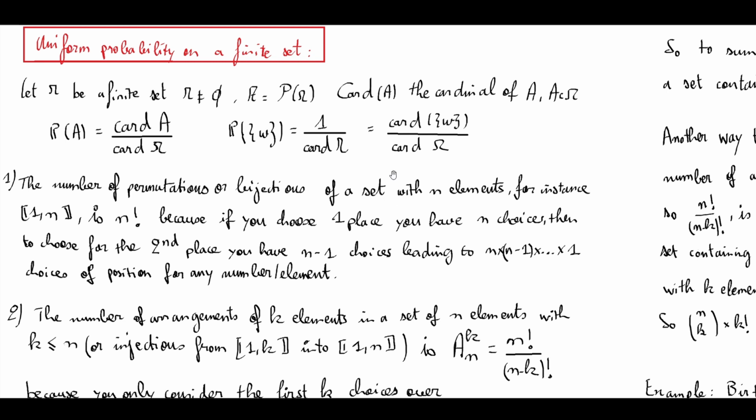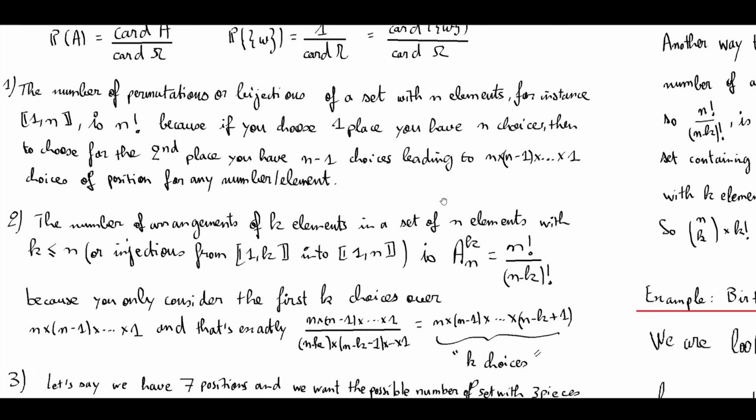The first point states that the number of permutations or bijections of a set with n elements, for instance {1..n}, is n factorial, because if you choose one place you have n choices, then to choose for the second place you have n minus 1 choices, leading to n times n minus 1 times and so on up to 1 choice of position for any number element.